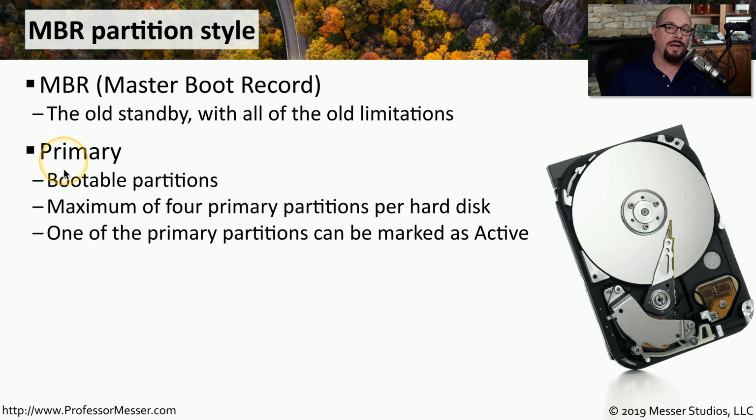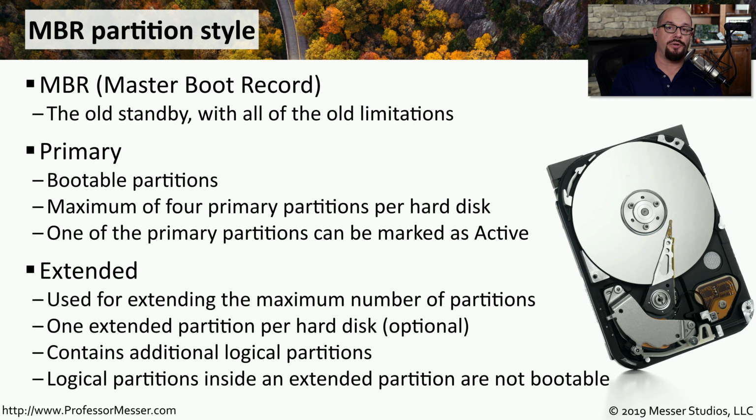So if you had multiple operating systems that were booted from a single storage device, each of those operating systems would have their own primary partition. With master boot record partitions, you can have a maximum of 4 primary partitions per disk, and you would normally allocate one of those as being the active partition so that your system would know which operating system to boot from by default when you start your computer.